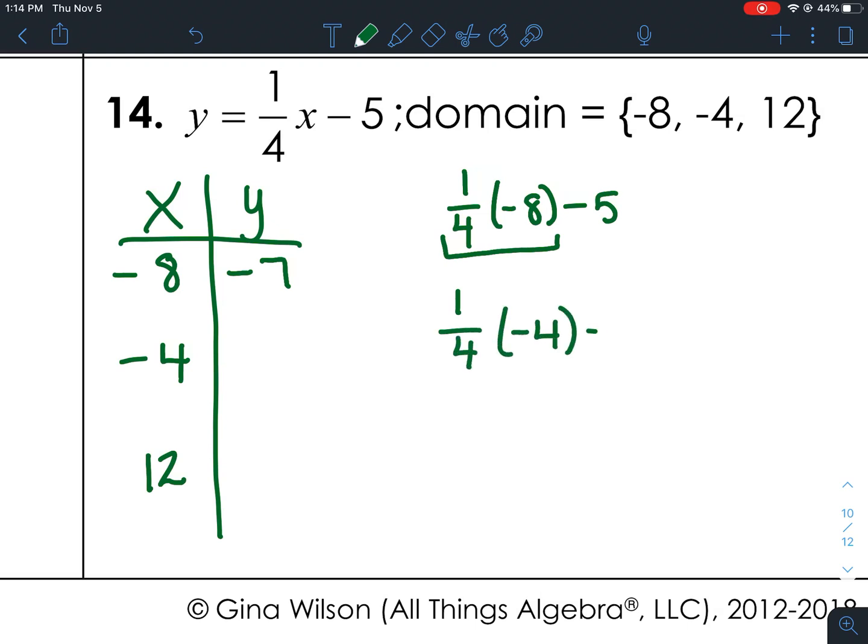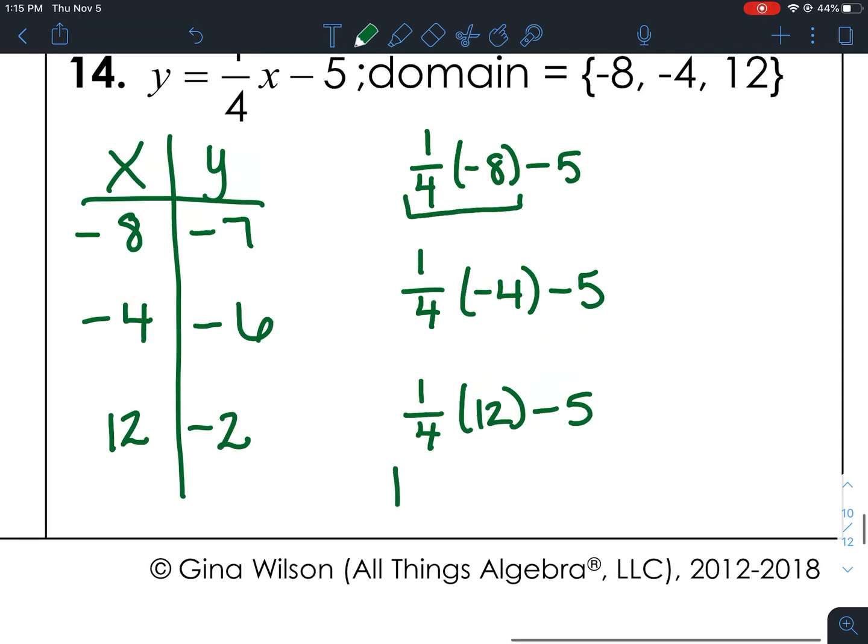We're going to do the same thing with -4. 1/4 times -4 minus 5. That should get you to -6. Last one here, 1/4 times 12 minus 5. That gets us to -2. So once again, we're going to finish off with our range, which is just our y values, -7, -6, and -2.